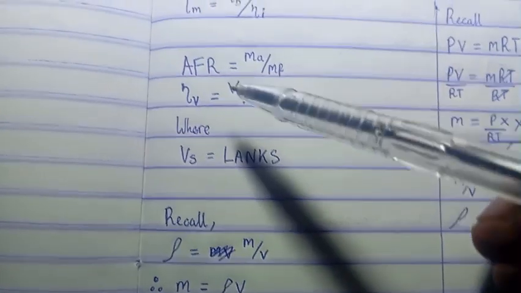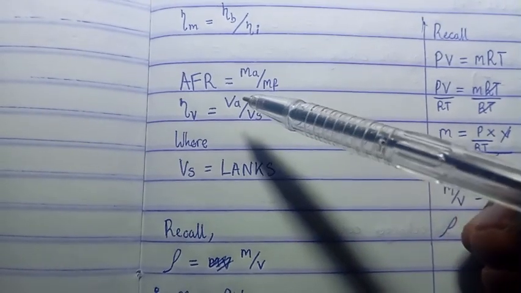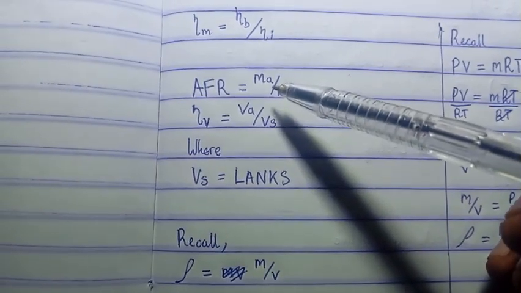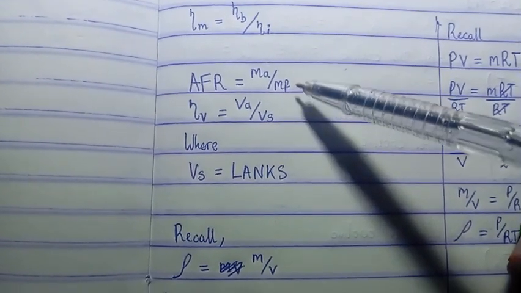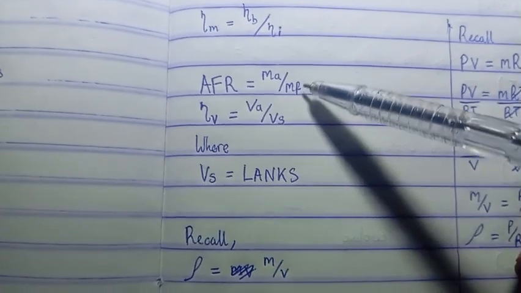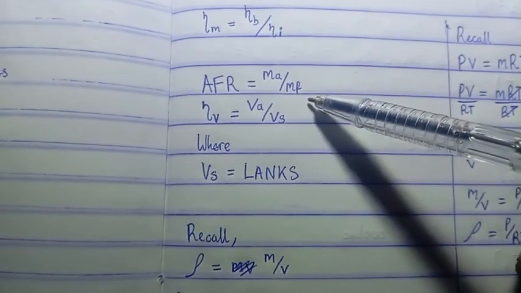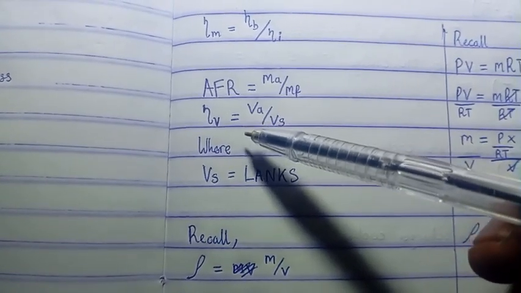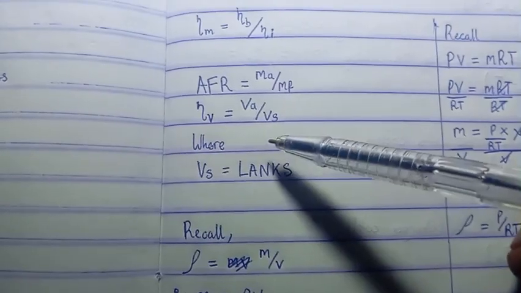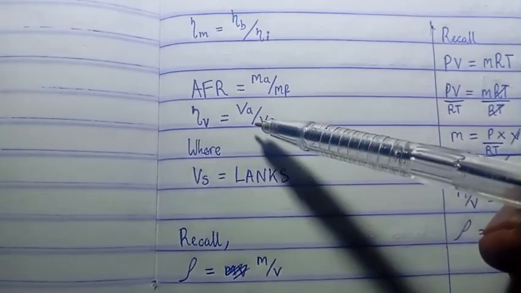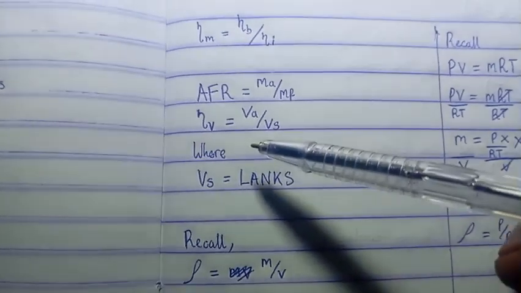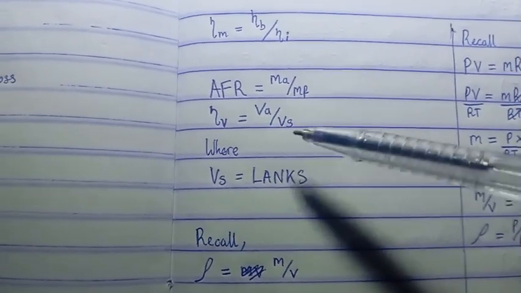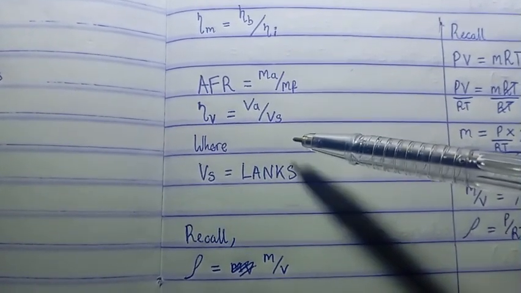Okay, so the next formula we have is our air-fuel ratio, which we all know is the mass of air over the mass of fuel. Your MA is your mass of air, your MF is your mass of fuel. The next is your efficiency V. That is your volumetric efficiency. Your volumetric efficiency is your volume of air, or actual volume, over your swept volume.